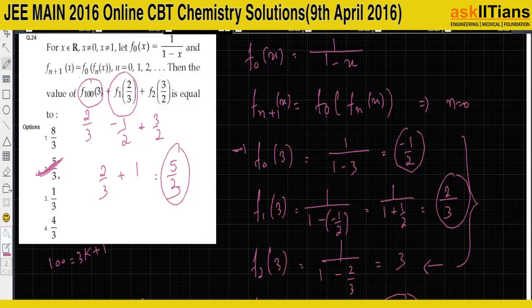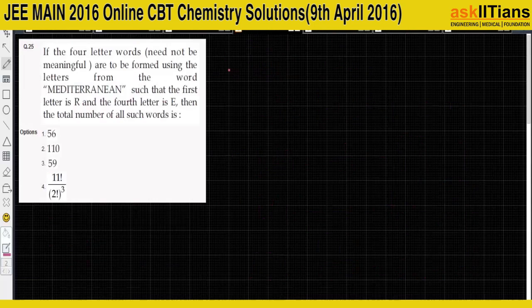That's the key, right? So simple question. Now let's move on to question number 25. Question number 25 says that if 4-letter words, which need not be meaningful, are to be formed using the letters from the word Mediterranean, such that the first letter is R and the fourth letter is E, then find the total number of all such words.